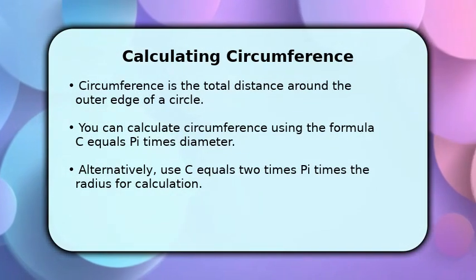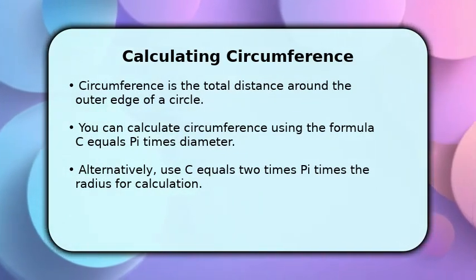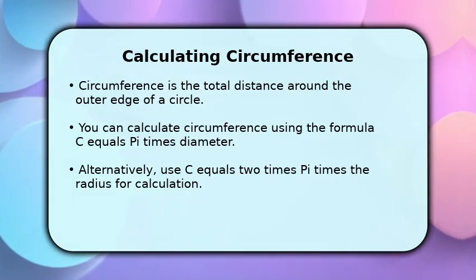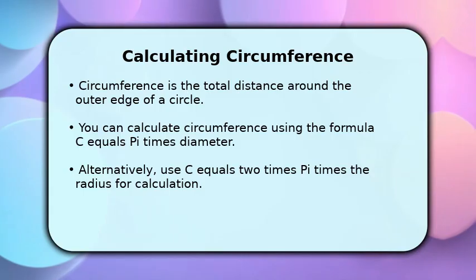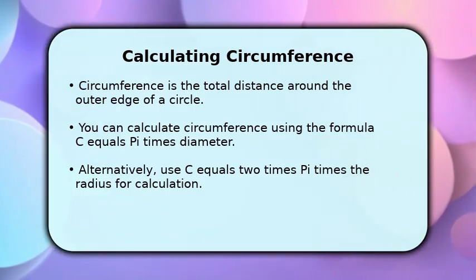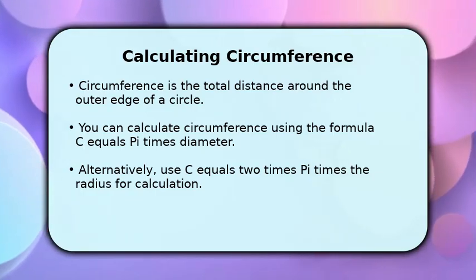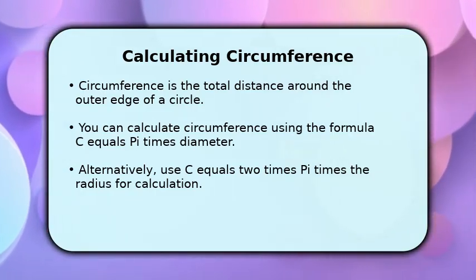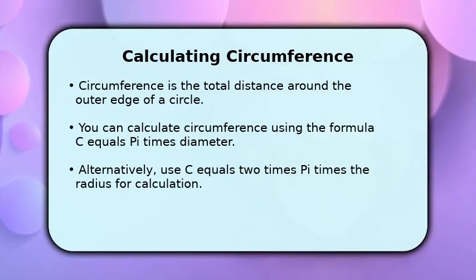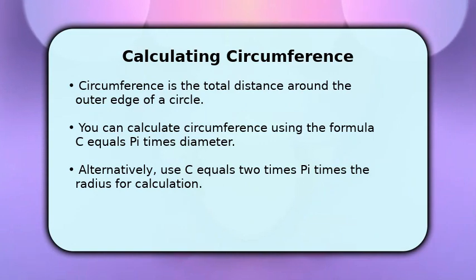Now let's calculate the circumference, which is the distance around your circle. The formula is straightforward. Circumference equals pi multiplied by the diameter. If you only know the radius, simply use 2 times pi times the radius, since the diameter is twice the radius. For instance, a circle with a radius of 5 centimeters would have a circumference of approximately 31.4 centimeters. This measurement is useful for tasks like fencing a circular garden.